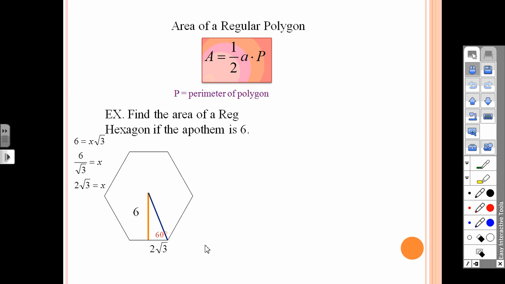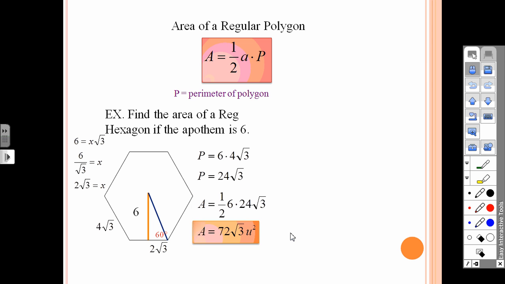But you can imagine how this would help us because we need to know the side length in order to figure out the perimeter. So this is just half of the side length. So each side length is going to have a value of 4 root 3, just multiply by 2. And once we have that, then we can figure out the perimeter of our hexagon, which is, there's 6 sides, so 6 times 4 root 3, we get 24 root 3. Now with this information, we have the apothem, we have the perimeter, we can use our formula up here, plug it all in, and we end up getting 72 root 3 units squared.